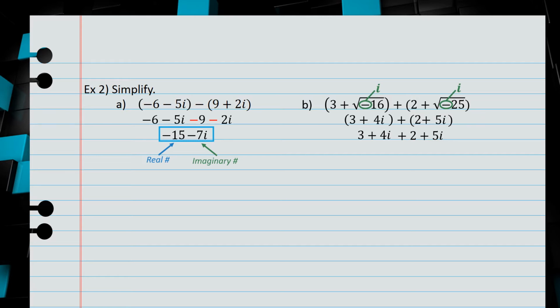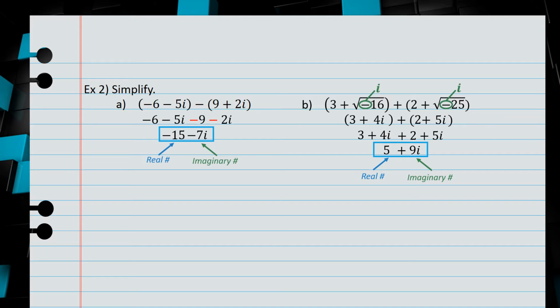We've checked multiplication, division. We're now ready to check subtraction and addition. So when we collect our like terms, remember we must collect the real values first. 3 plus 2 is 5. And then the imaginary, 4i plus 5i is 9i. And that would be your simplified answer. Again, we clearly see the real and the imaginary.